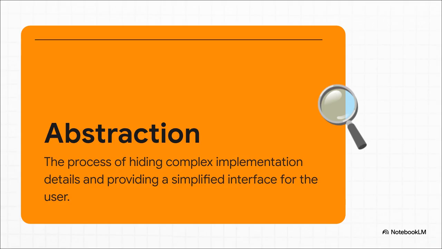First up is abstraction. Honestly, this is all about hiding complexity. It's about showing only what's necessary. The best analogy is a car's remote. You press unlock and the car unlocks. You don't need to know about the radio frequencies, the security codes, the internal wiring, none of that. You just need to know the button to press. That's abstraction. In Java, we do this with abstract classes and interfaces. We hide the messy details and just show the simple controls.